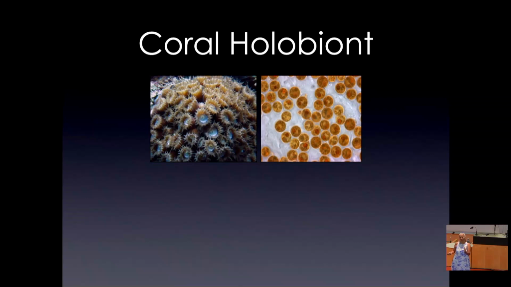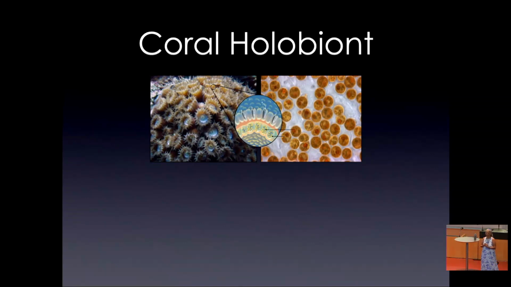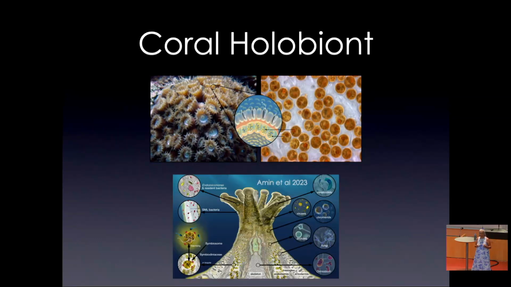But first, let me define a coral holobiont and a cnidarian holobiont, because I'll be talking about more than just corals. So a coral is an animal, a basal branching, early branching animal, and it lives in symbiosis with a unicellular photosynthetic eukaryote, a dinoflagellate in the family Symbiodiniaceae. And they are endosymbionts that live inside the endodermal layer of the coral tissue.